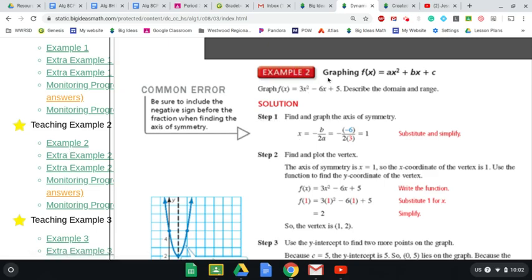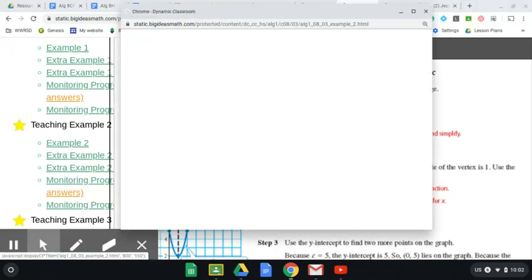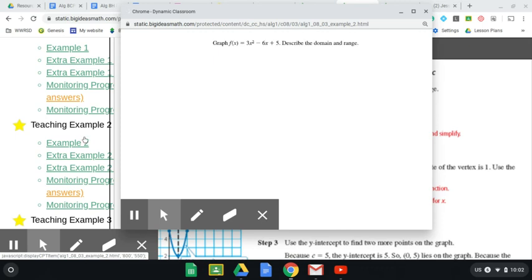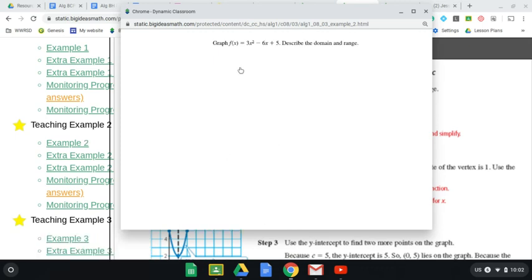8.3 example 2, we're going to now graph our equation or quadratic function in standard form. Remember, standard form is ax squared plus bx plus c. Let's take a look at this step by step. So in this question, we're going to graph our function and we're going to look at all the components and then we're going to describe the domain and range.